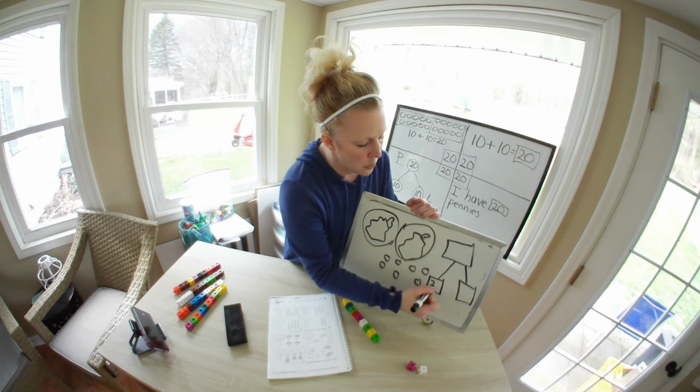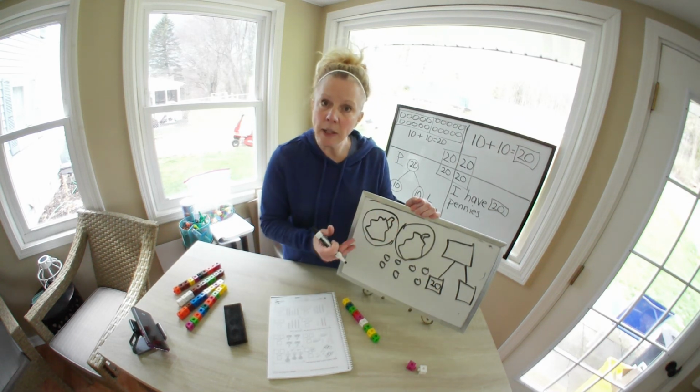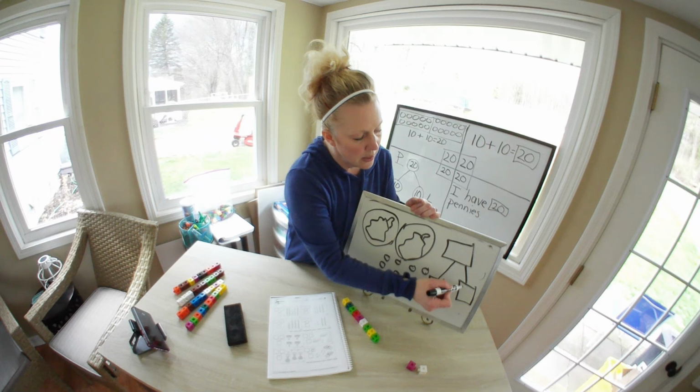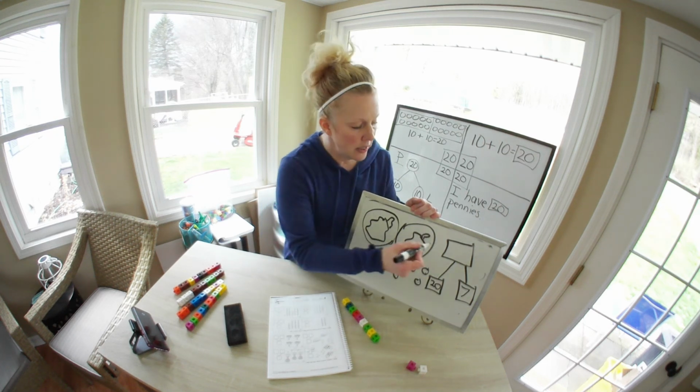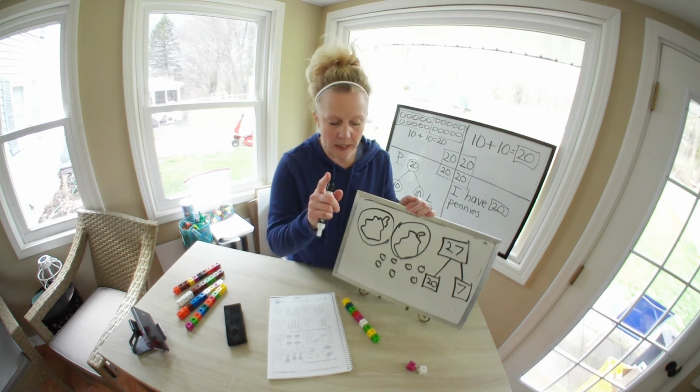So I have 20 in tens. And how many loose ones do I have? Well, let's count them. 1, 2, 3, 4, 5, 6, 7. I have 7. 20 plus 7 is 27. Now I want to show you something.